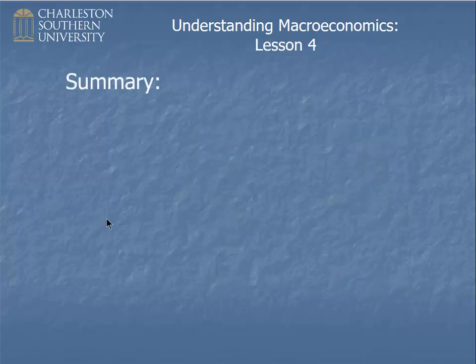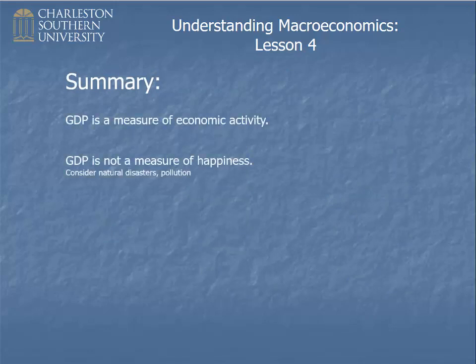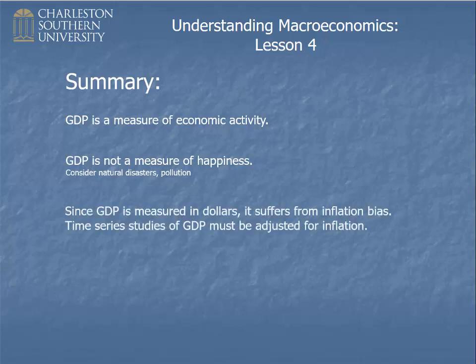Now, let's summarize what we've done in this lesson. GDP is a measure of economic activity. It's not a measure of happiness. All you have to do is consider natural disasters and pollution to see that. Since GDP is measured in dollars, it suffers from inflation bias. Time series studies of GDP must be adjusted for inflation. If you don't remember anything else from this lesson, you should remember that. So when you're in some presentation someday and someone's talking about GDP, look carefully to see if they've adjusted it for inflation, because if they have not, their analysis is incorrect.